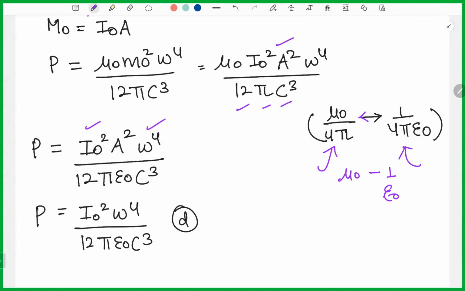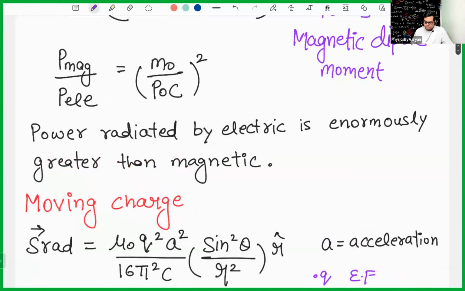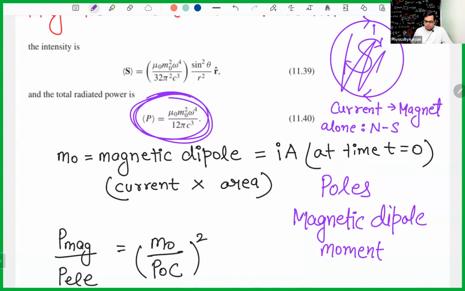Sir, in this power formula, where is 12 coming from? This formula I'm using. 12 pi. Oh, yes, yes. Thank you.